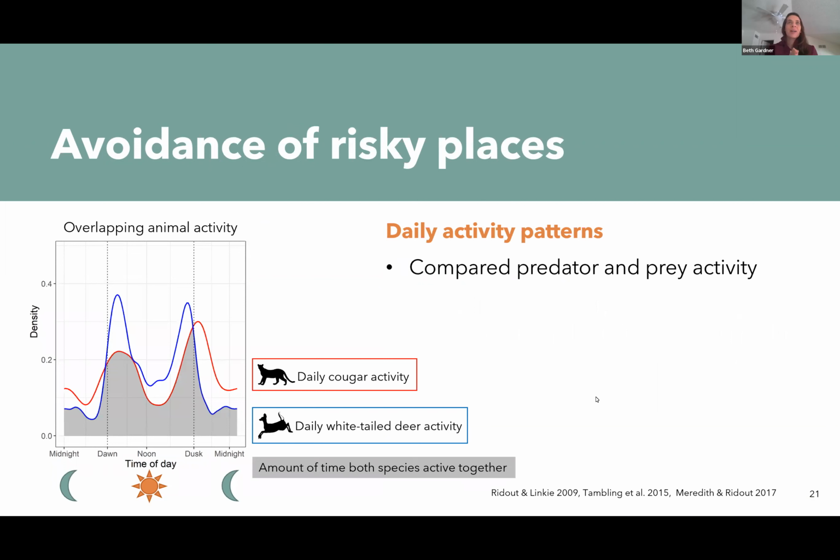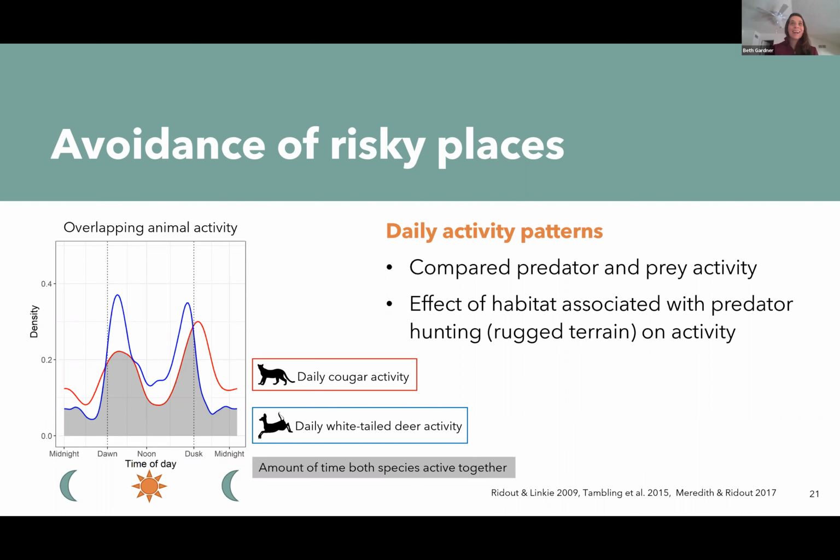And what we did was compare daily activity patterns. So in this example, this blue line is the daily white-tailed deer activity. The orange is the daily cougar activity. And this is based on the times that we have photographs on the camera traps. And we can compare then their predator-prey overlap. So the gray area is the amount of time that they're both active at the same time. And then we compared this type of overlap both in an area with lower risk, as we called it, and with higher risk, based on that terrain ruggedness.